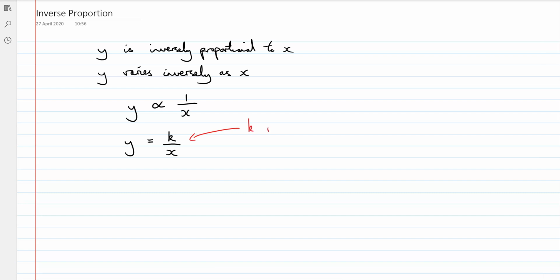Here k is the constant of proportionality. And that's it, that's the only difference. So instead of multiplying the right hand side by k and it being kx, we still multiply the right hand side by k, but because it's inverse proportion, we have 1 over x, so that becomes k over x in our question as well. So let's have a look at some examples underneath.